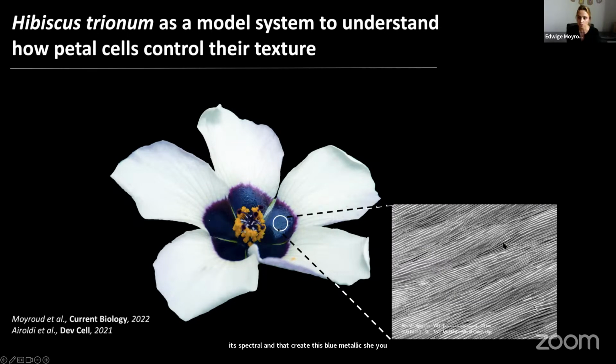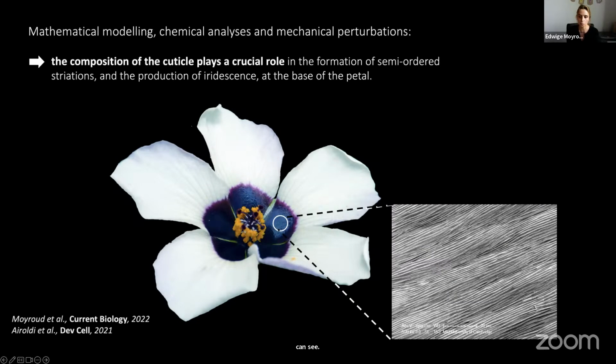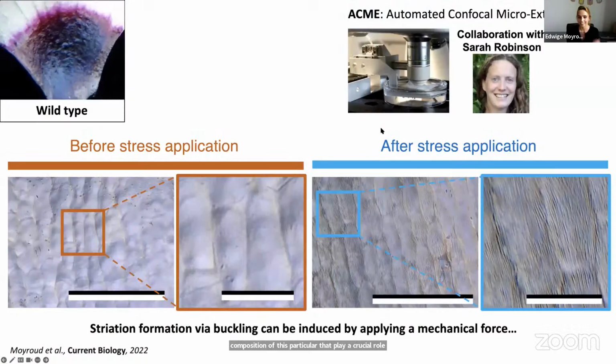And to cut a long story short, what we found recently is that by combining mathematical modeling with chemical analysis and mechanical perturbation, it's really the composition of the cuticle, the chemical composition of this cuticle, that plays a crucial role in restricting the formation of the striation to the base of the petal, so that we were able to induce the formation of this striation on the surface of petals that have not striated yet, simply by stretching the petal and applying a mechanical force to them.